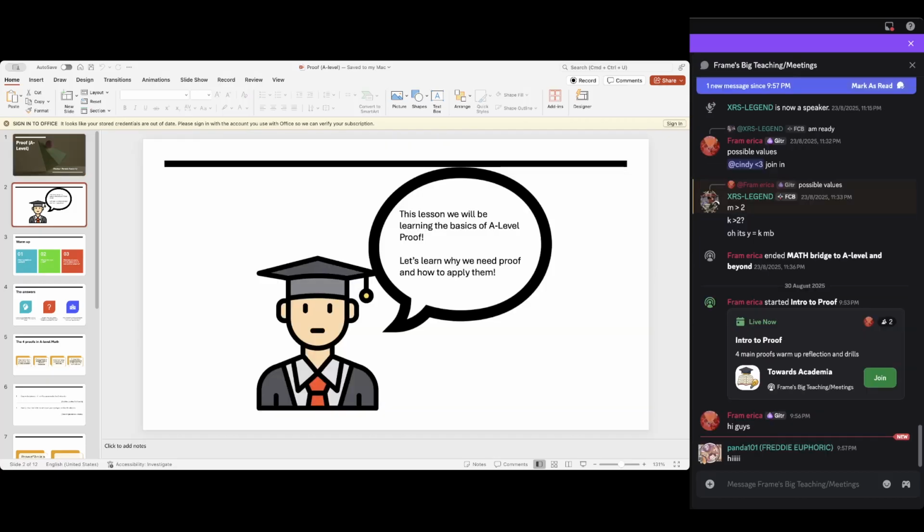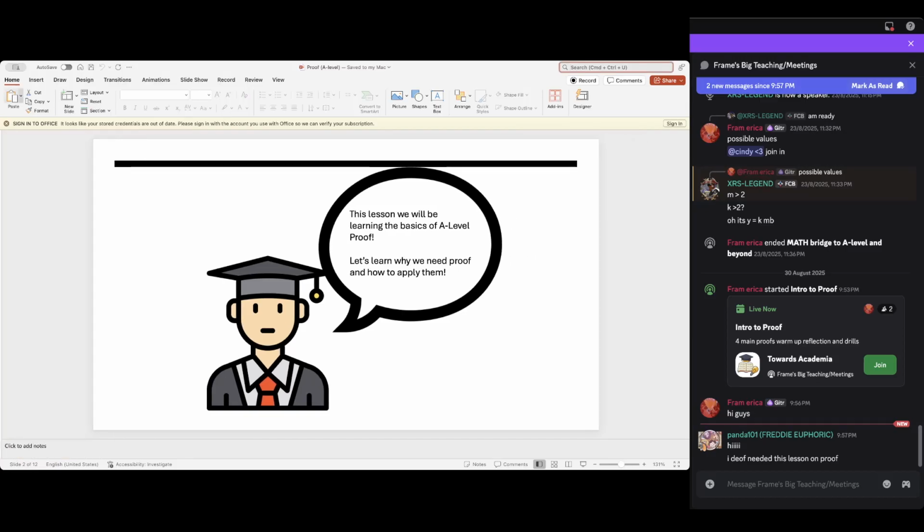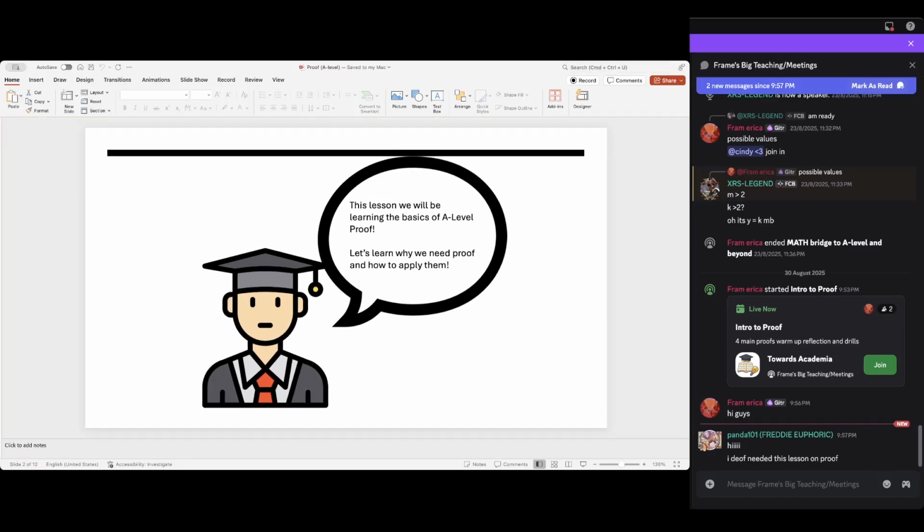Here is what we are going to do these days: learning the basics of A level proof. We will learn why we need to prove and how we apply proofs in different situations. Do you understand?